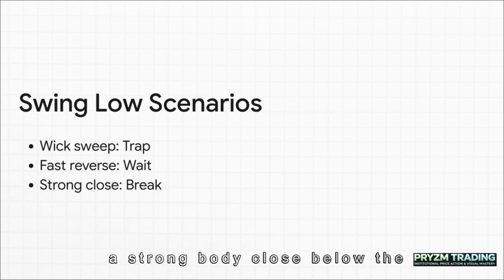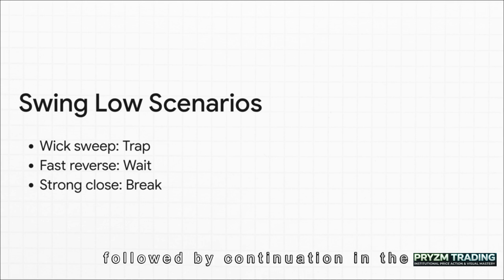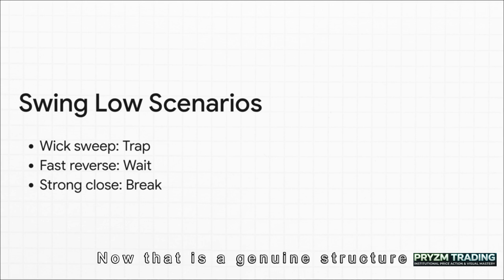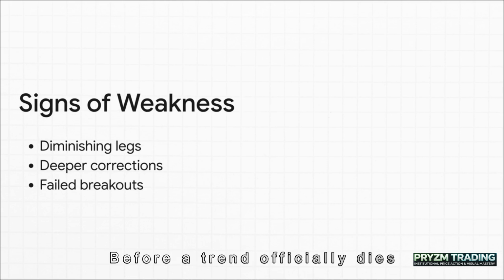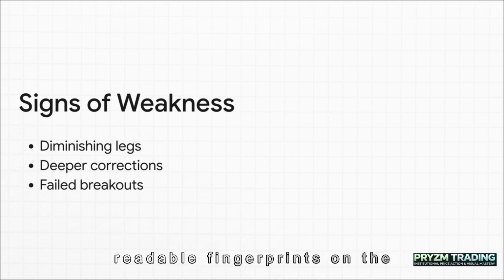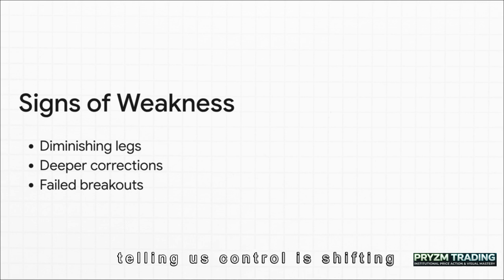Scenario 3, a strong body closed below the level, followed by continuation in the next candle. Now that is a genuine structure break on your primary time frame. But a trend rarely just snaps without warning, right? Before a trend officially dies, it leaves specific, readable fingerprints on the chart, telling us control is shifting.